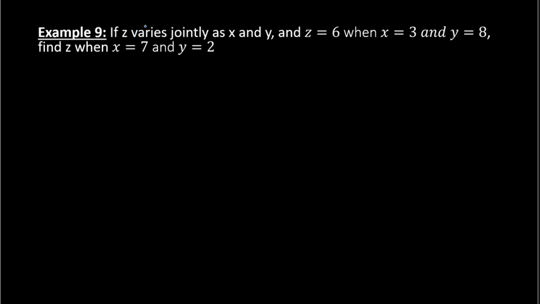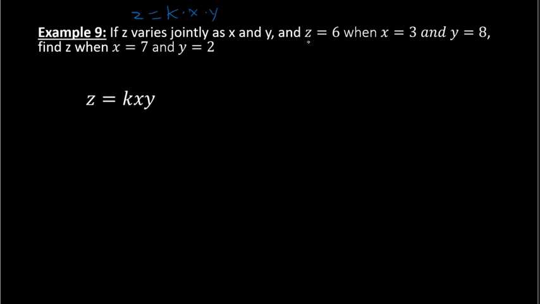Okay, one more example, and here we have z varying jointly as x and y. So this one is different because of the term jointly. So to begin with this one, we want to convert this initial statement into math notation. So in math, we would write this as z equals k times then x and y. So k times x times y. So that is my initial equation.